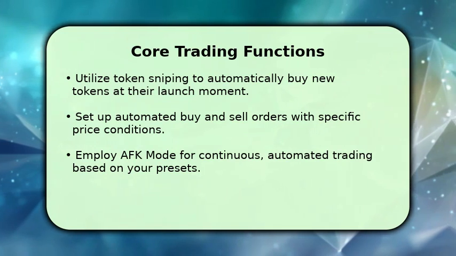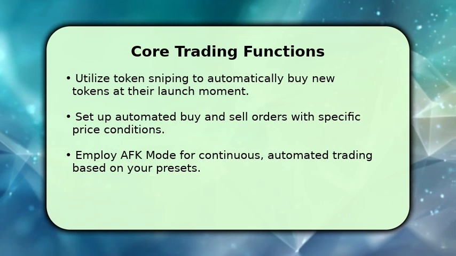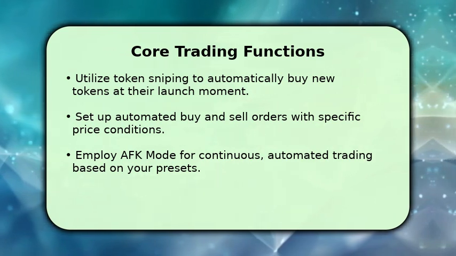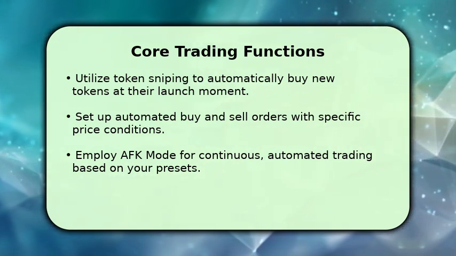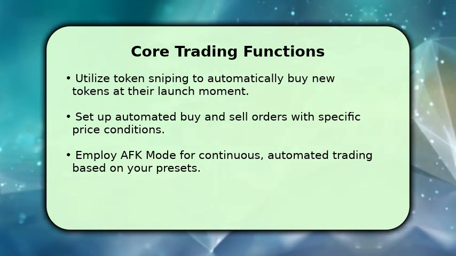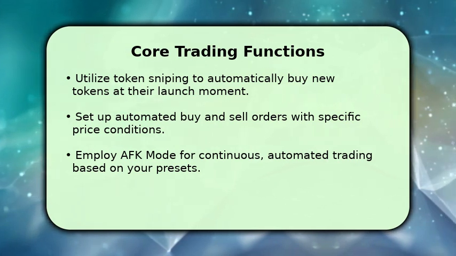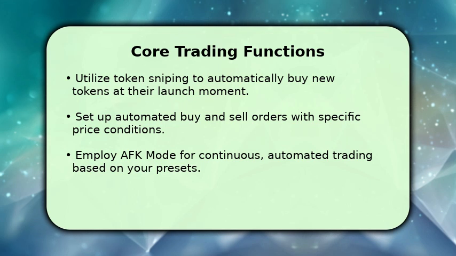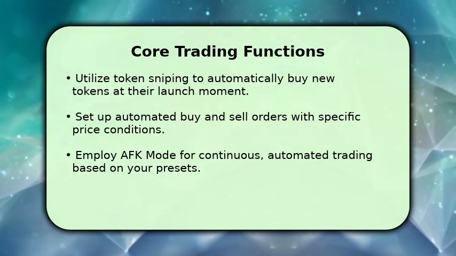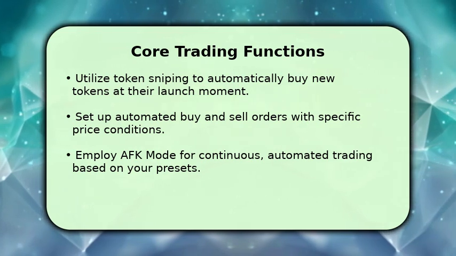BloomBot offers several core trading functions to enhance your strategy. One powerful feature is token sniping, which allows you to automatically purchase newly launched tokens the instant they become available. You can also set up automated buy and sell orders, defining specific price points for execution. Furthermore, activate AFK mode to enable continuous, automated trading based on your predefined parameters, even when you are away.